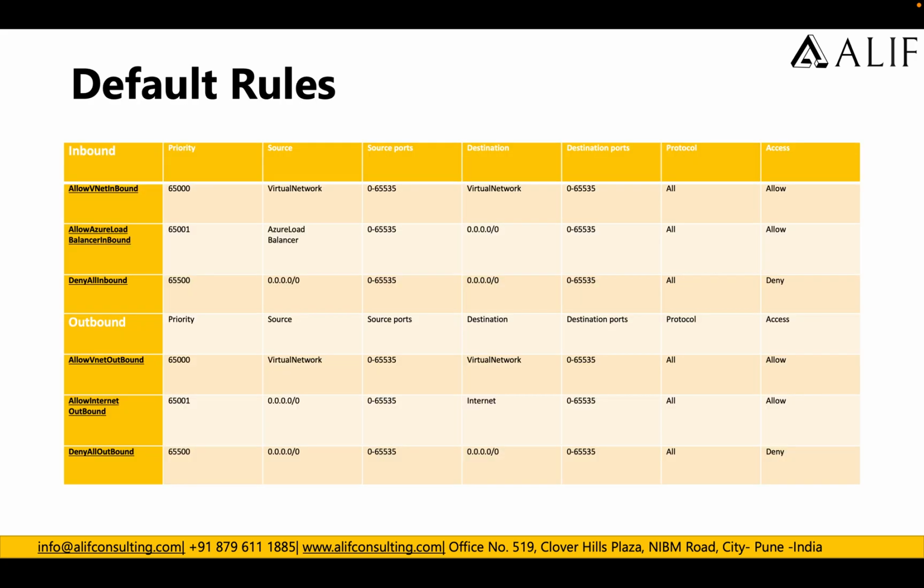Here is how the default rules look. Whenever you create an NSG, it has default rules already pre-configured, for the internal network, load balancer, and all traffic. These are predefined, and on top of this we can go ahead and create our own rules, with a priority. Priority is very important, because based on the priority the traffic will be allowed or denied, and the rule will work.